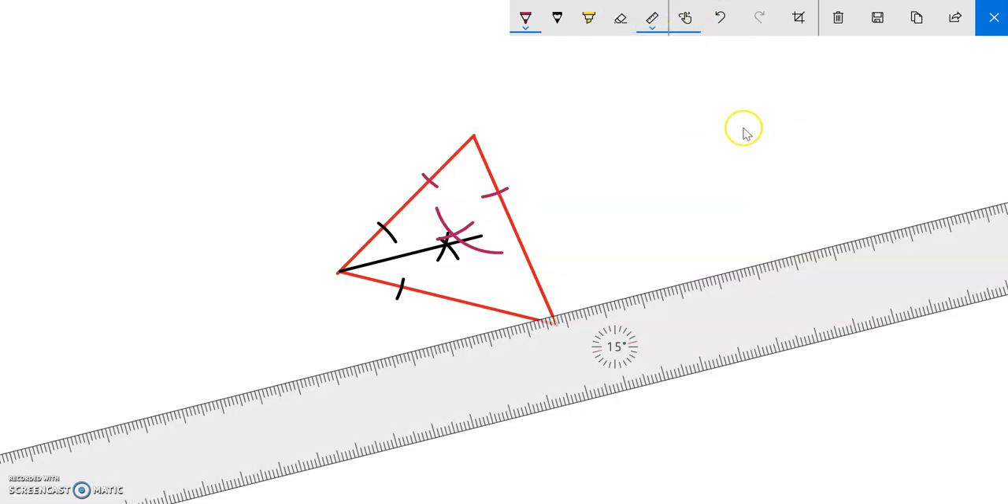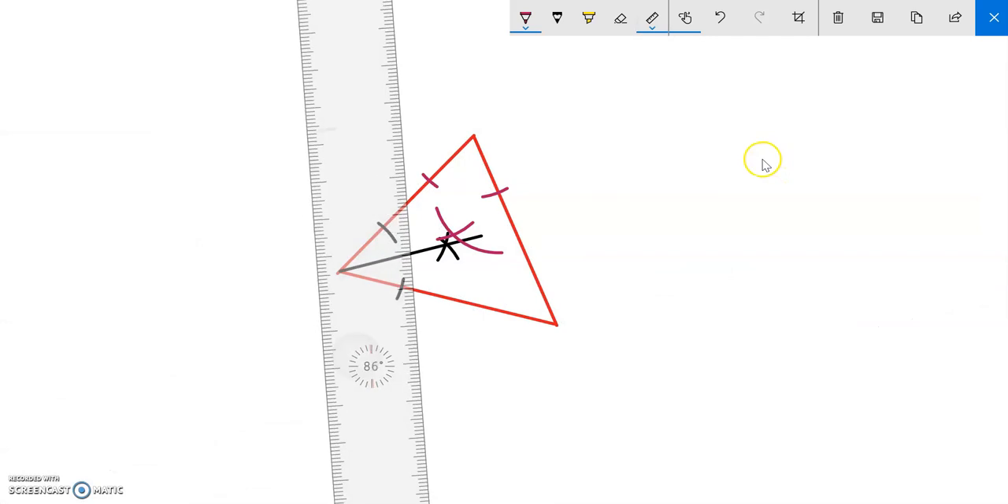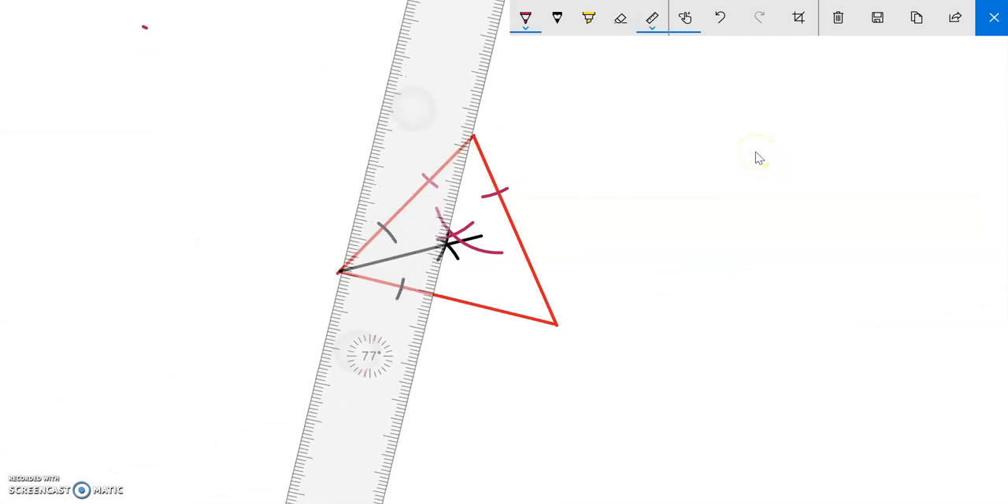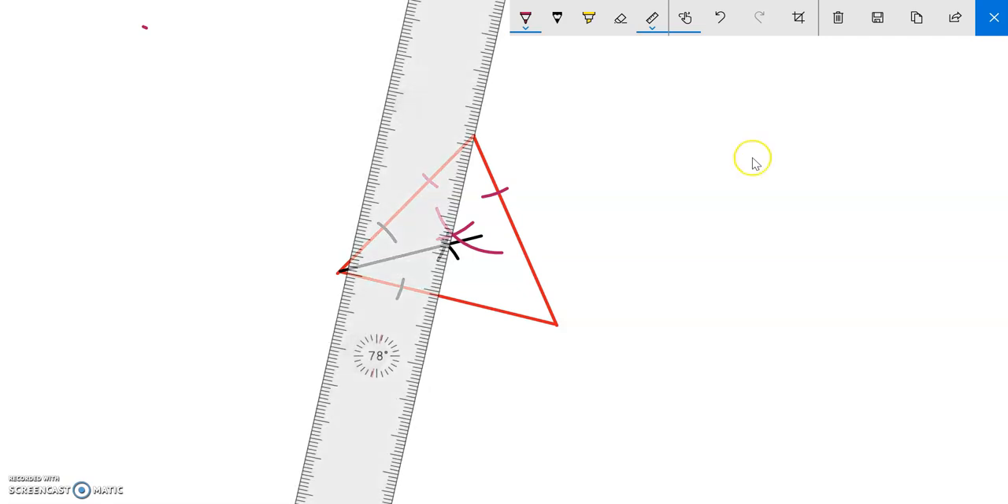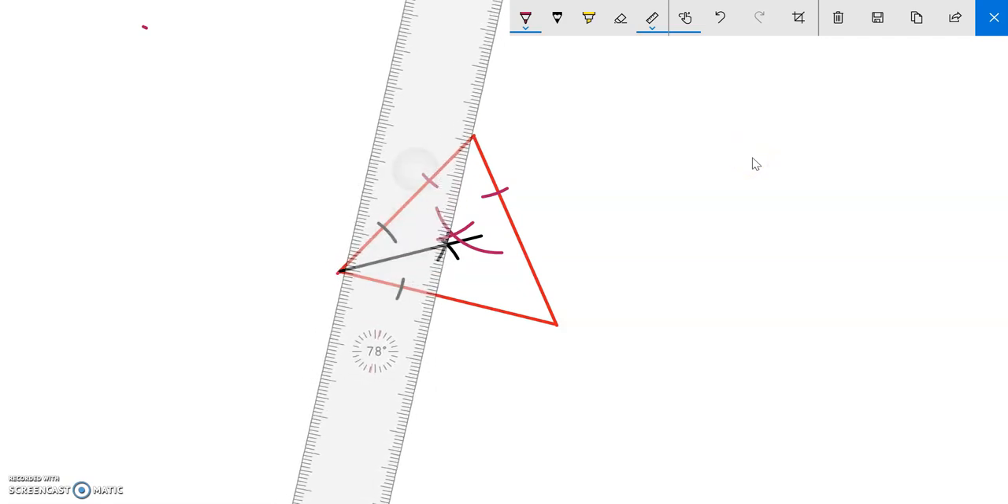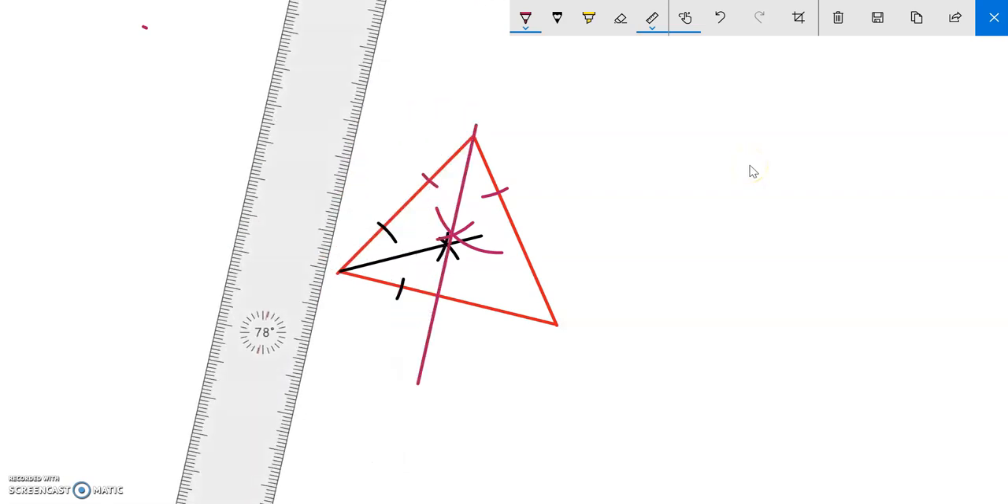Again, grab my ruler. And I don't really need to do the third one other than to check how accurate I am, really. Ugh, a little bit off. So that should be my incenter right there.